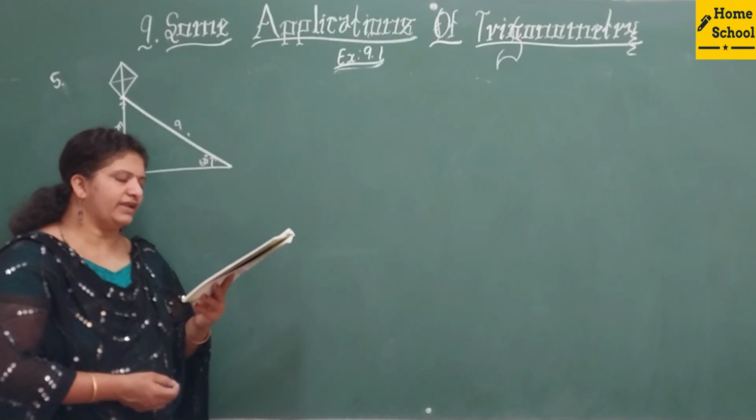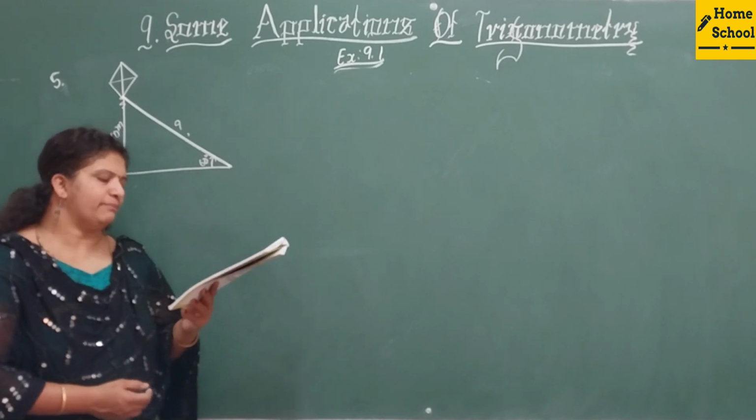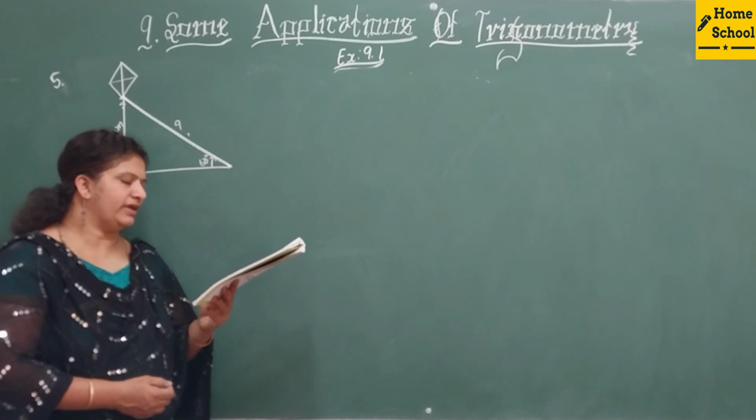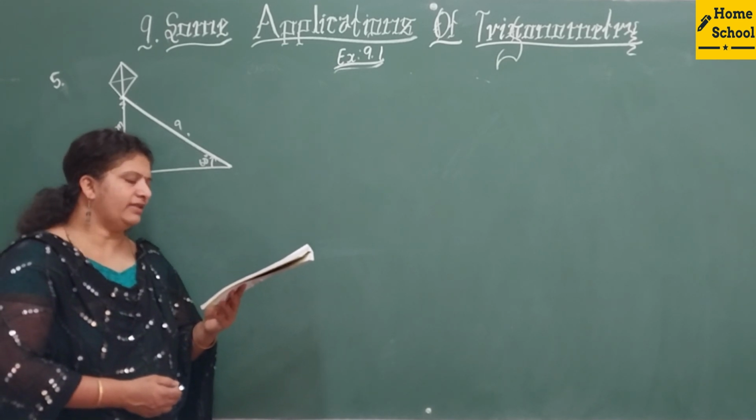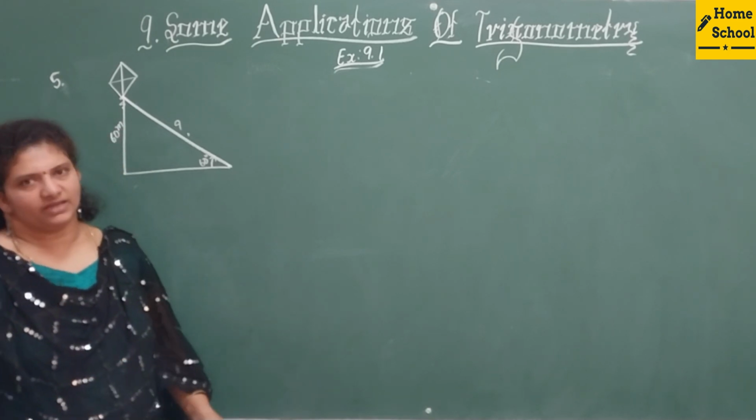Fifth problem. A kite is flying at a height of 60 meter above the ground. The string attached to the kite is temporarily tied to a point on the ground. The inclination of the string with the ground is 60 degree. Find the length of the string assuming that there is no slack in the string.